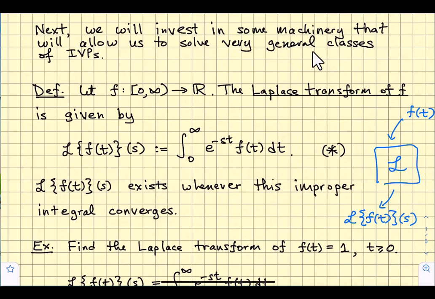To begin that investment, let f be a function defined on 0 to infinity whose range is the real numbers. We define the Laplace transform of a function little f as follows. The Laplace transform of f(t) is a function of s, defined by the integral from 0 to infinity of e^(-st) times f(t) dt. Let's call this equation star. Now the Laplace transform of f(t) exists whenever this improper integral converges.